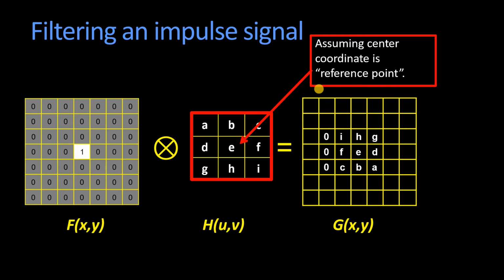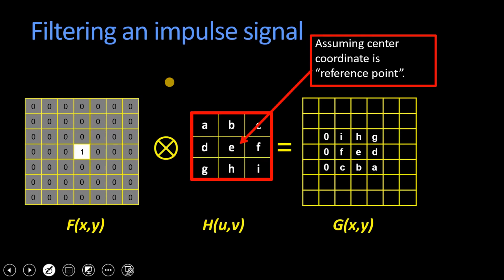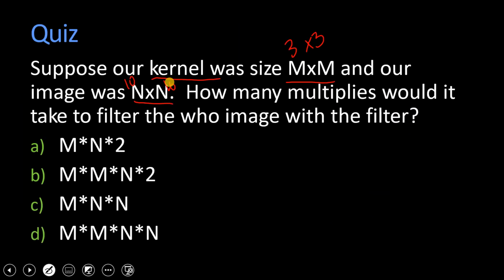Now one more question comes up. Suppose your kernel and mask are the same thing. The size of the kernel is 3 by 3, and the image is bigger, let's say 10 by 10. How many times will you do the multiplication that you see over here? Remember, you multiply A with 0, then B with 0, then C with 0. All of them you are multiplying, only the E multiplies with 1. So how many multiplications will you do in total? It depends on the size of the image. The image is 10 by 10.